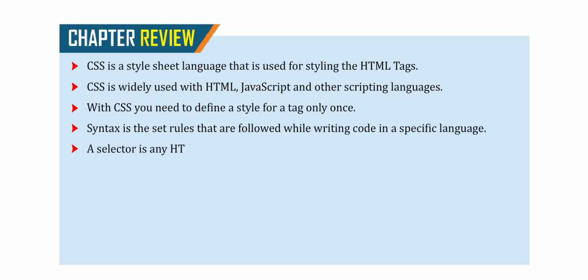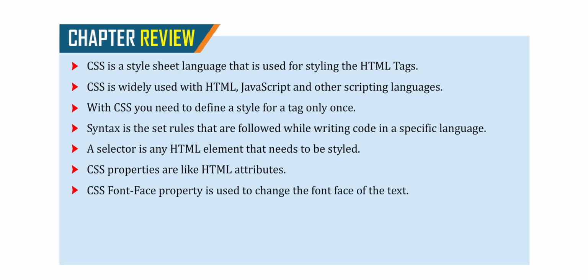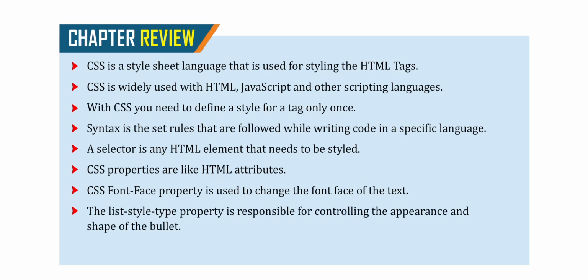A selector is any HTML element that needs to be styled. CSS properties are like HTML attributes. The CSS font face property is used to change the font face of the text. The list style type property is responsible for controlling the appearance and shape of the bullet. The list style position specifies the position of the bullet in a list.